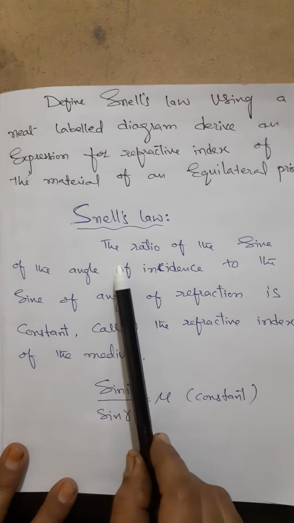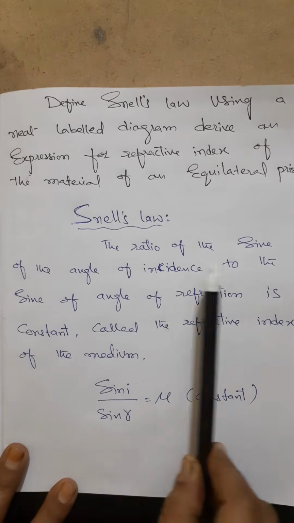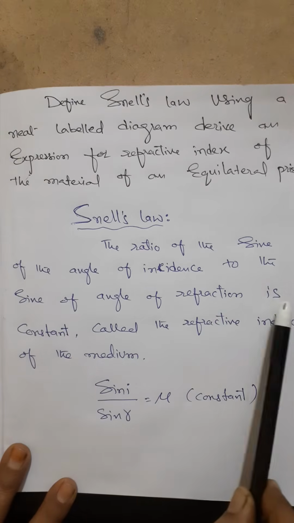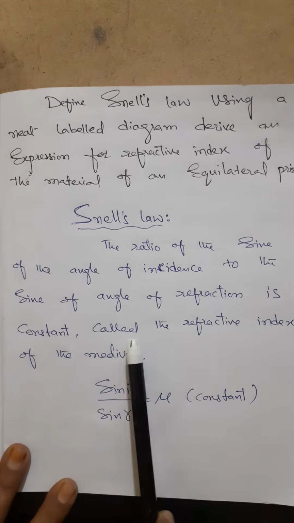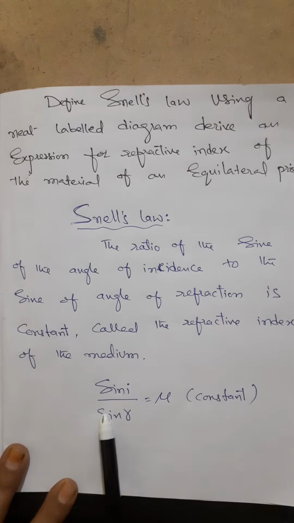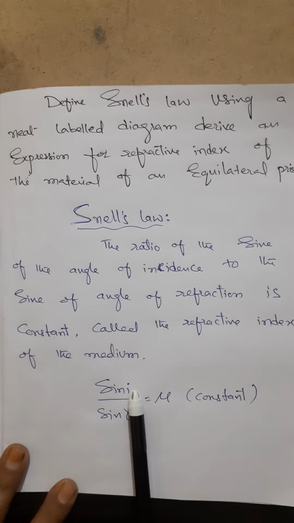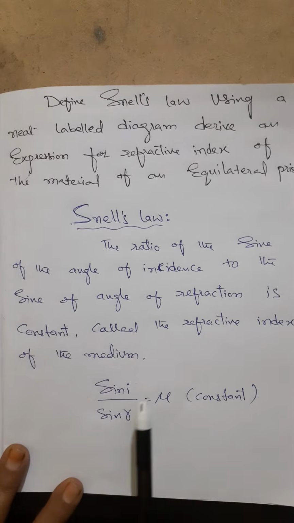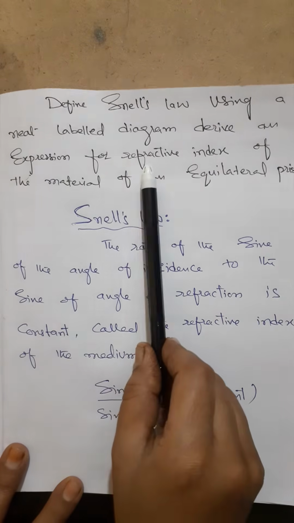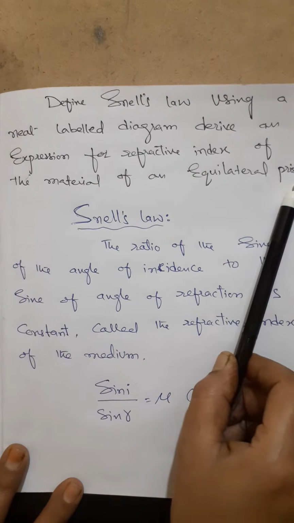What is Snell's law? The ratio of the sine of the angle of incidence to the sine of the angle of refraction is constant, called the refractive index of the medium. Simply, sin i by sin r is equal to some constant, that is known as Snell's law. Here i is the angle of incidence and r is the angle of refraction. Now our aim is to derive the refractive index of the material of an equilateral prism.